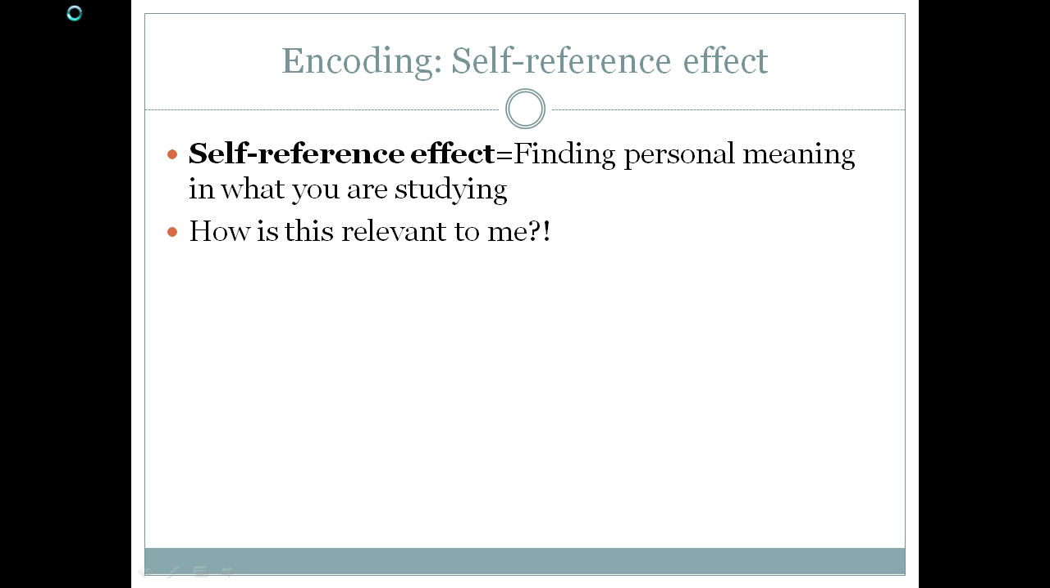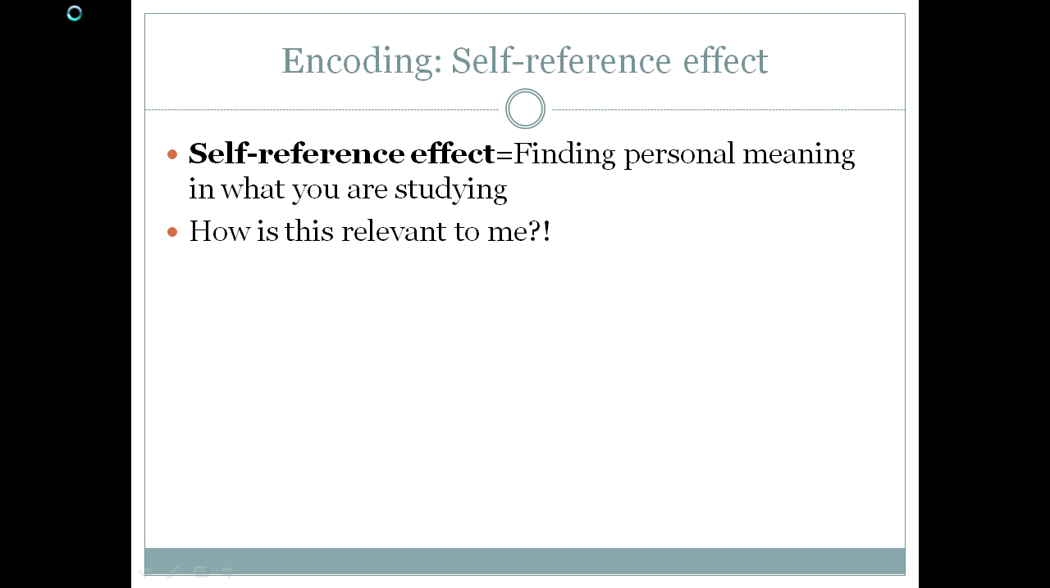One way to help us remember or to encode information better is known as the self-reference effect. This means that as you're studying information, if you just try to learn it without attaching it to any personal memory, it's not going to be encoded as well. Instead, if as you're reading your information or studying your note cards, you try to find personal meaning in what you're studying, you're going to be more likely to remember it later on.